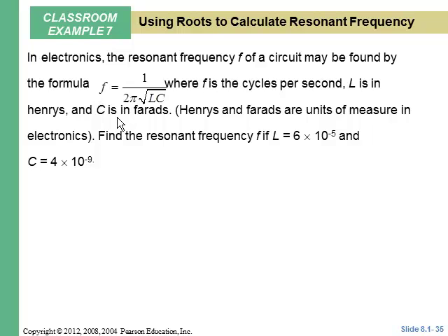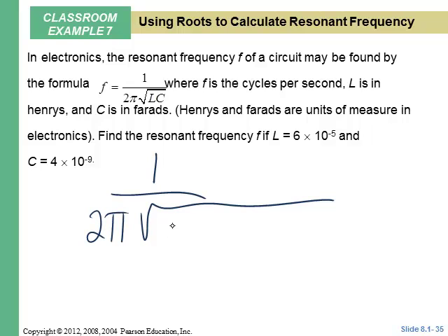Okay, a word application. In electronics, the resonant frequency of a circuit can be found by the formula: the frequency is 1 over 2 pi times the square root of LC, where L is in henries and C is in farads. Henries and farads are units of measure in electronics. Find the resonant frequency. So all we need to do is write 1 over 2 pi square root of 6 times 10 to the negative 5th times 4 times 10 to the negative 9th.